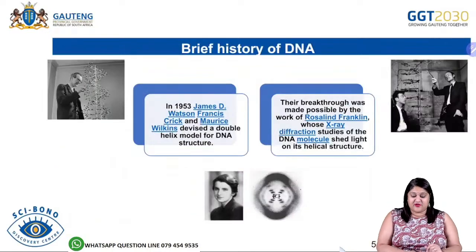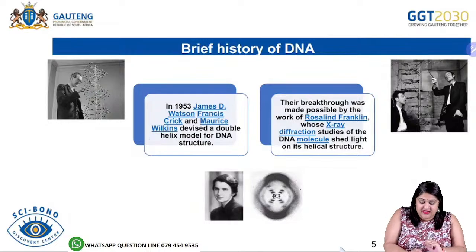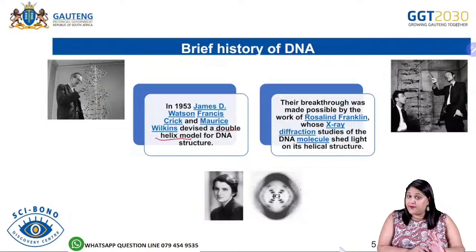Then we go into the brief history of DNA quickly. You need to know who these people are, and you need to know what they were responsible for. So in 1953, we have James D. Watson and Francis Crick and Maurice Wilkins. They devised a double helix model for the DNA structure. You need to know that it's a double helix. That is the shape. If you wake up in the middle of the night and I ask you what is the shape of DNA, you need to say it's a double helix.